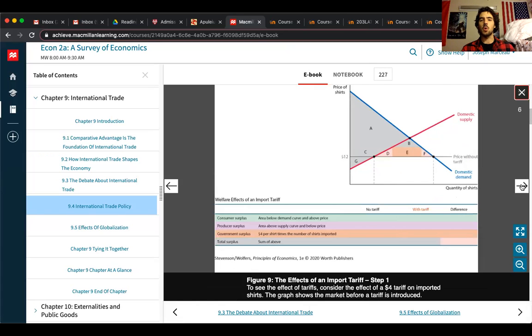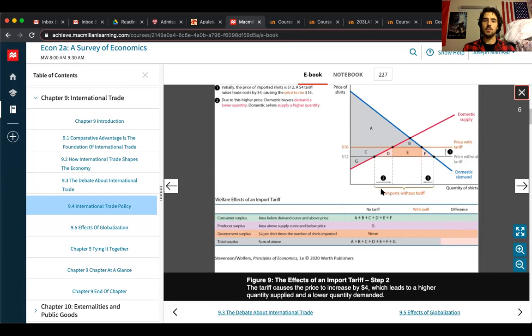So you start with just the normal import graph. This is imports that are allowed into the economy. So you're going to have the world price here without the tariff. You're going to have your domestic supply. You're going to have your domestic demand curves. And the price is set at $12. The world price is $12. Sticking with the classic example, shirts.